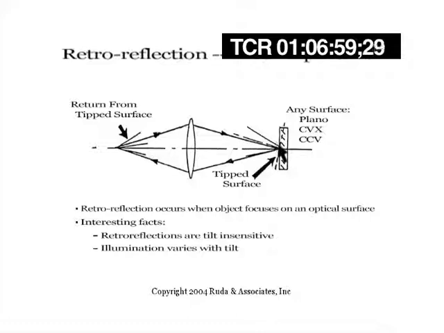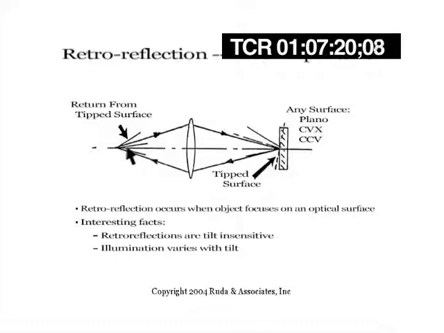However, as this surface tips an enormous amount, eventually this entire cone will start rotating about this point until the entire cone of light will miss the aperture of the Alignment Telescope. No light will get back to this point, and there therefore will be no return image.